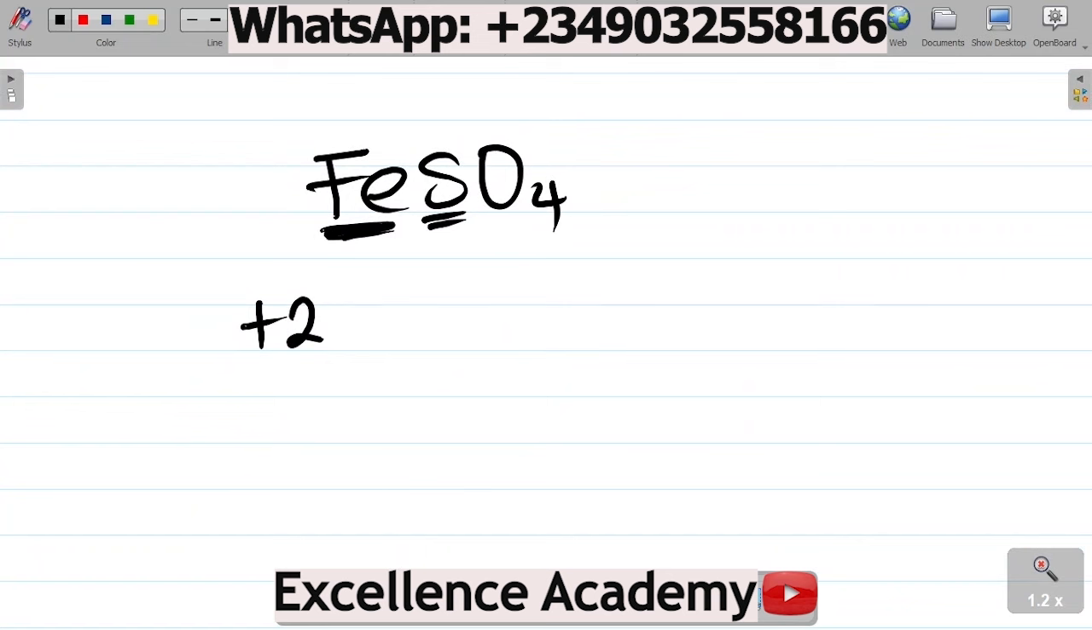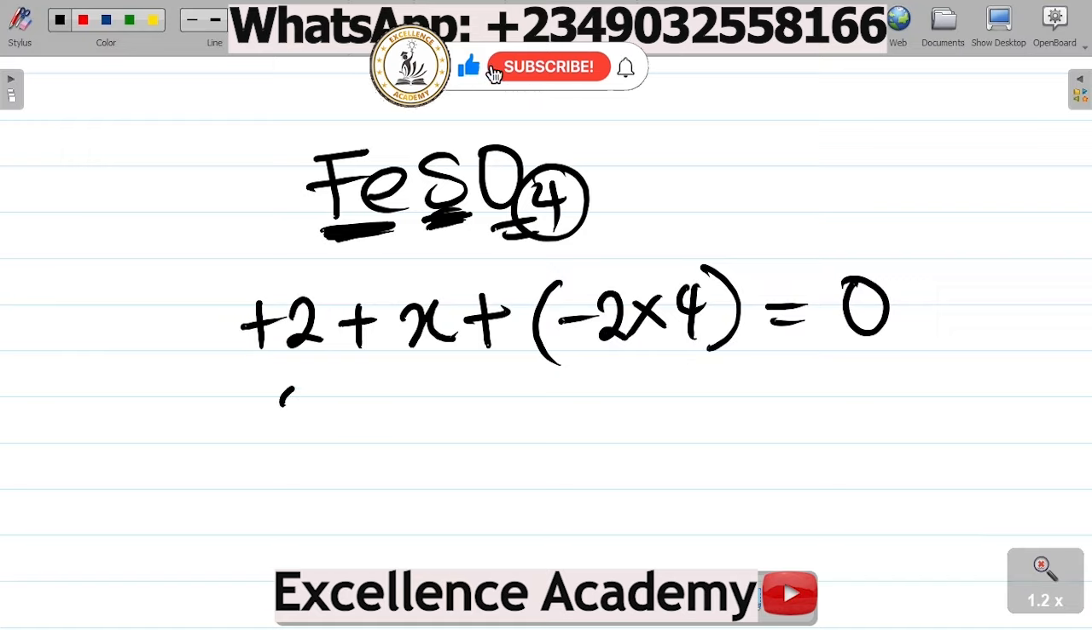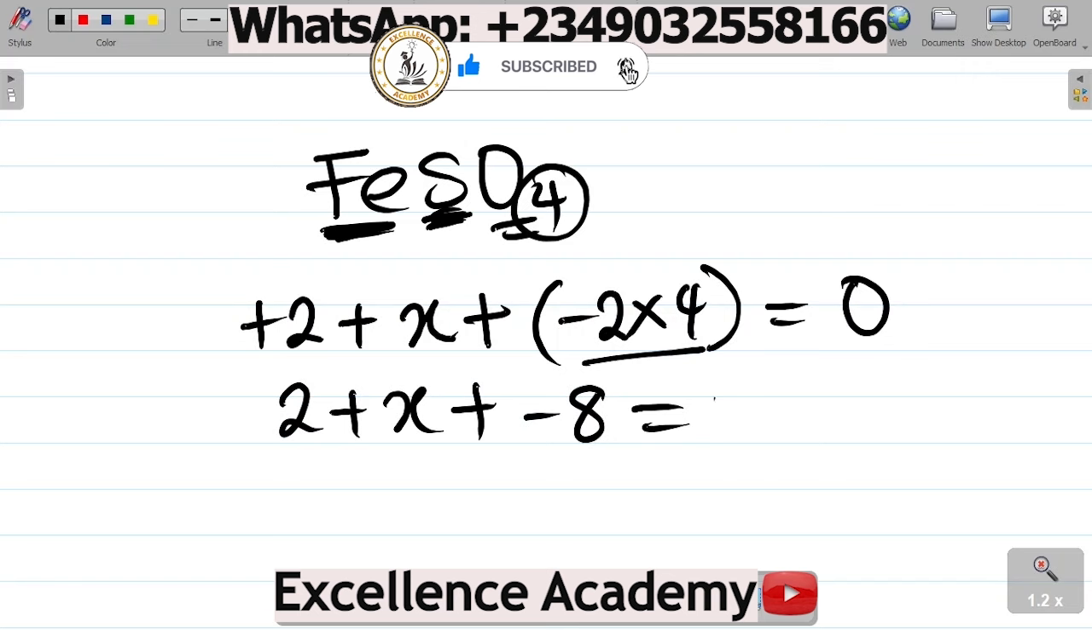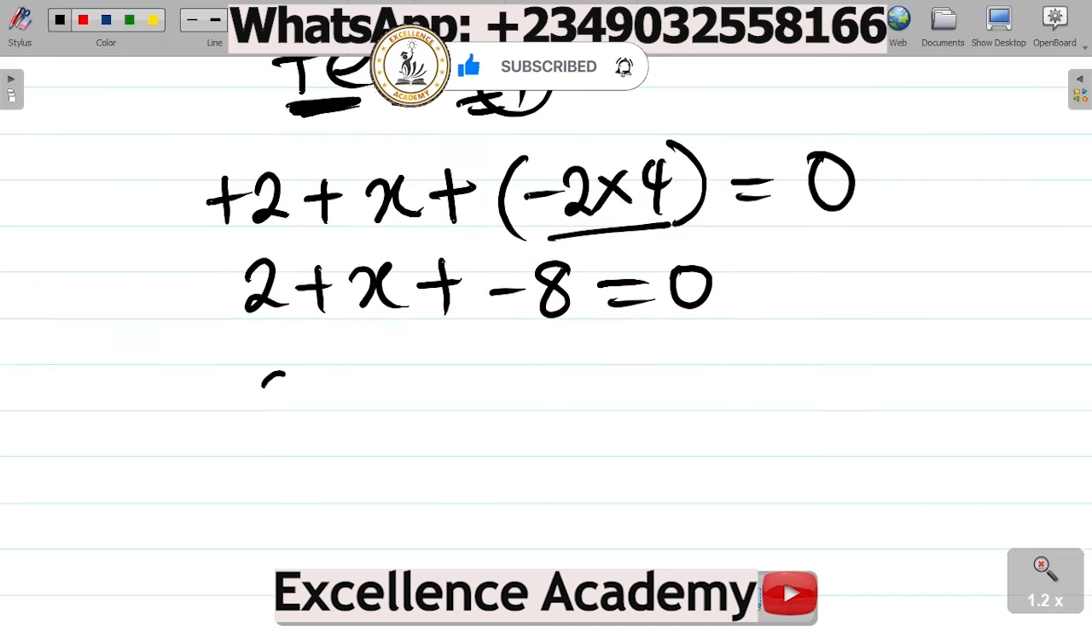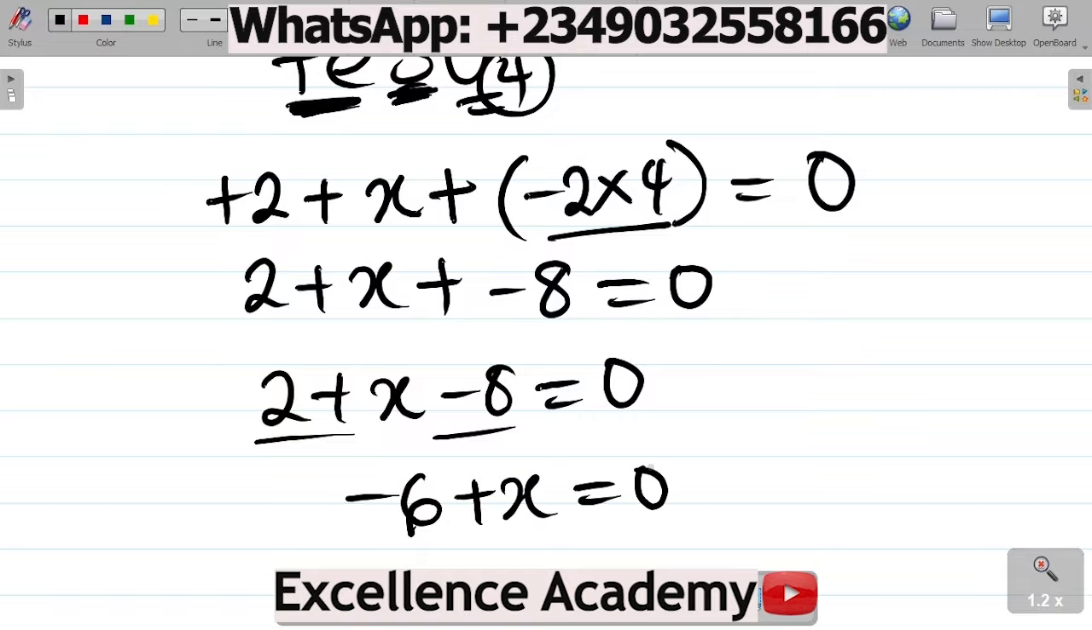All right, so for iron, the charge is +2. Plus for sulfur, we want to look for it, so we don't know, we'll call it X. Plus for oxygen, we know that the charge on oxygen is -2 times the number of atoms, 4. You equate this to 0. From here, you have 2 plus X plus -2 times 4 is -8, equated to 0. So 2 plus X plus -8 is equal to 0. From here, you have 2 minus 8 is -6 plus X is equal to 0. From here, X is equal to +6.